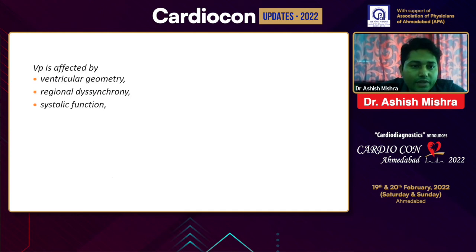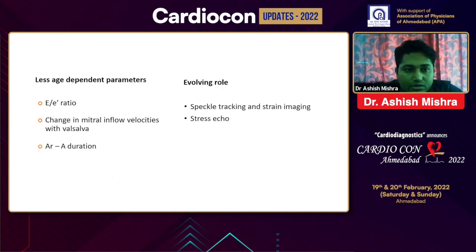So VP is again affected by various parameters. In fact, the important ones are the ventricular geometry, regional dyssynchrony, and systolic, particularly depressed, LV function. Of these, some of the parameters that we have discussed are in fact less age dependent. These are the E by E dash ratio, the change in mitral inflow velocities with Valsalva, and the difference between the AR duration and the A duration.